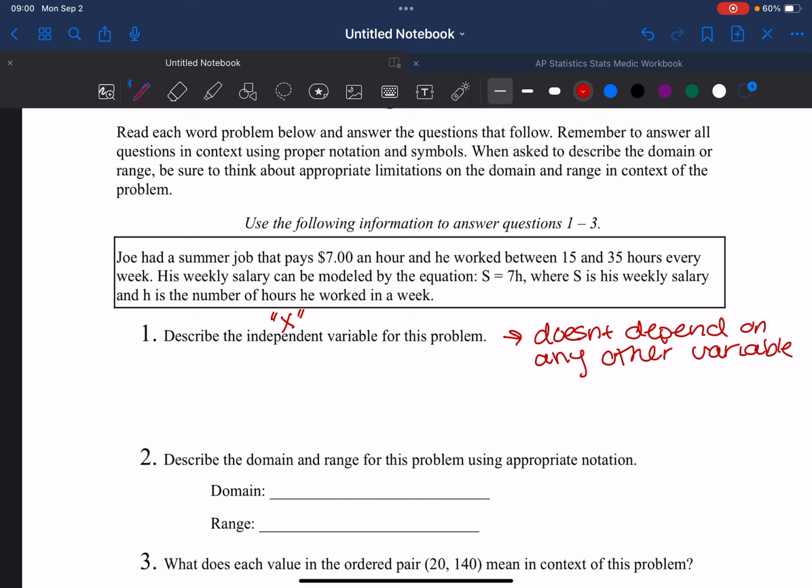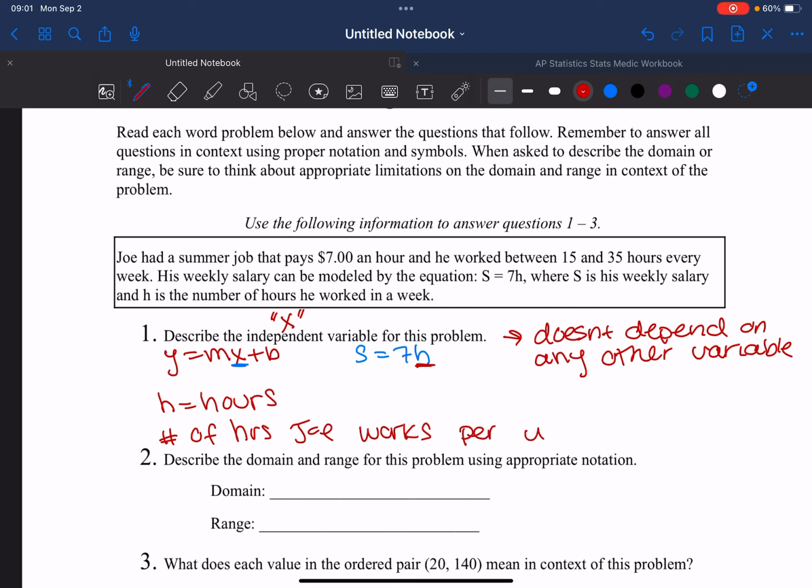So if we remember our standard linear equation of y equals mx plus b, notice that our x value is after the equal sign. So if we were comparing our S equals 7H, our quote-unquote x value, our independent value, would be that H. And we know that H stands for hours. And not only does it just stand for hours, it's the number of hours he works in a week. So the number of hours Joe works per week.